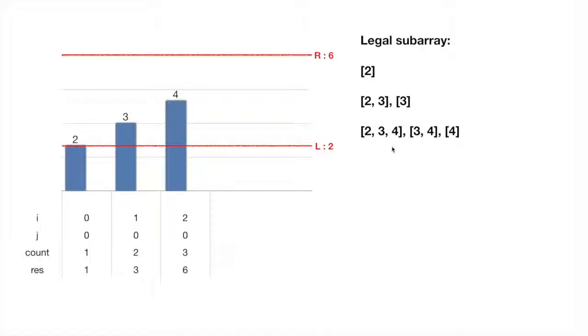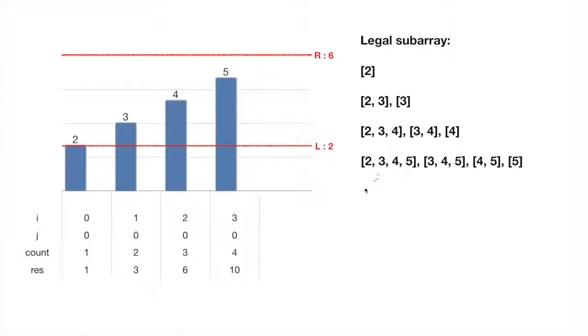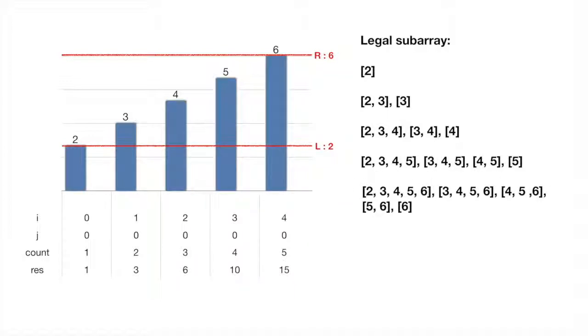Next is 5. The count is 4. We have 4 new subarrays. And the last one, 6. We calculate the count to be 5, which means that we have 5 totally new subarrays which meet the requirement. So for the result here, we have 15 legal subarrays. It's just like an arithmetic progression, which is 1 plus 2 plus 3 plus 4 plus 5.